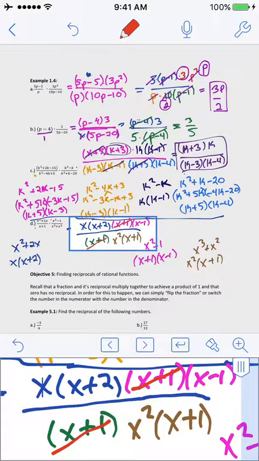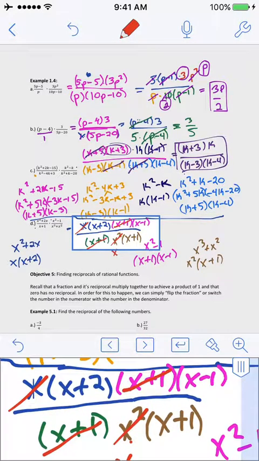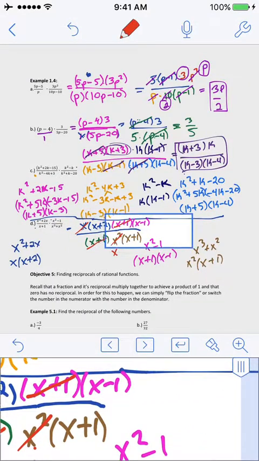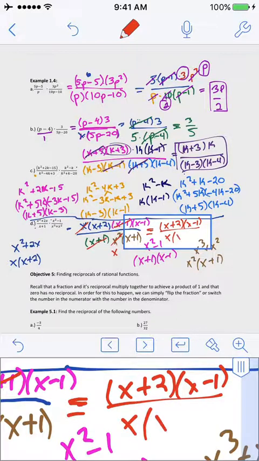Same story goes for the x's here. I've got one on the top and two on the bottom, so I'm left with one on the bottom. X plus 2, nothing on the bottom to cancel. X minus 1, nothing on the bottom to cancel. So I'm left with x plus 2, x minus 1 over x plus 1.